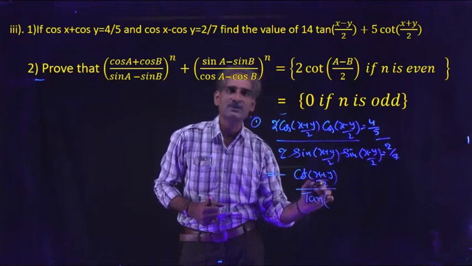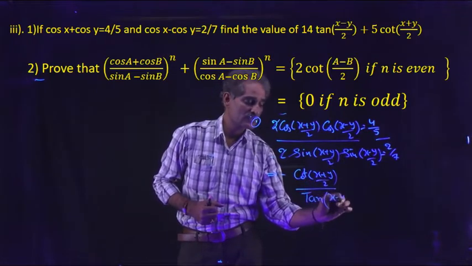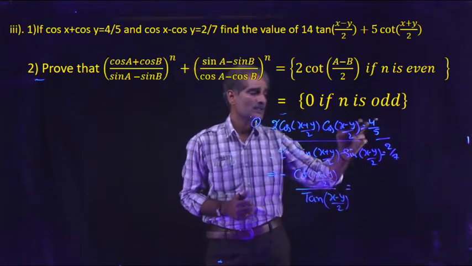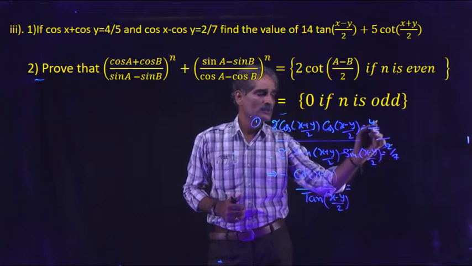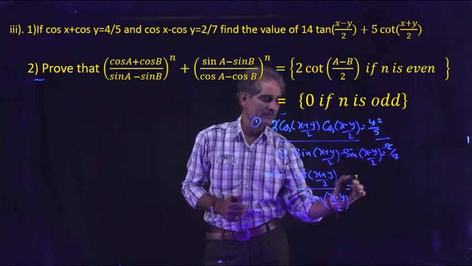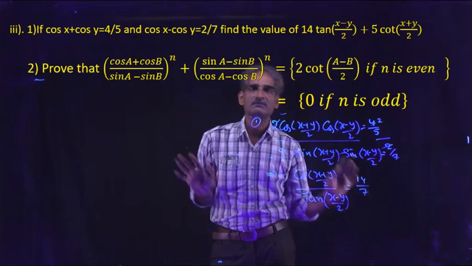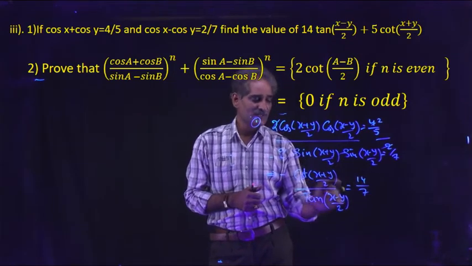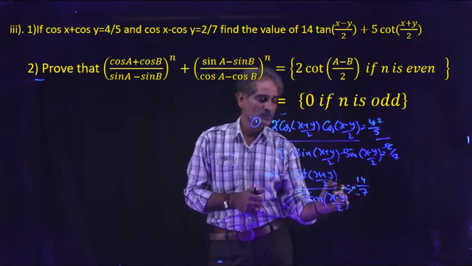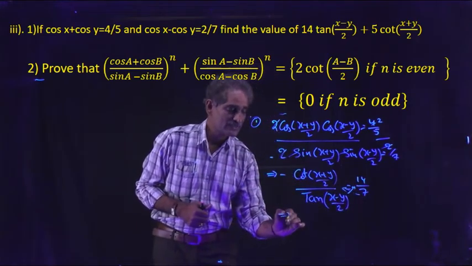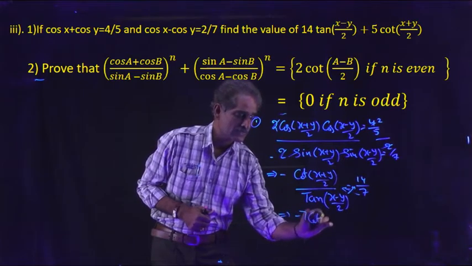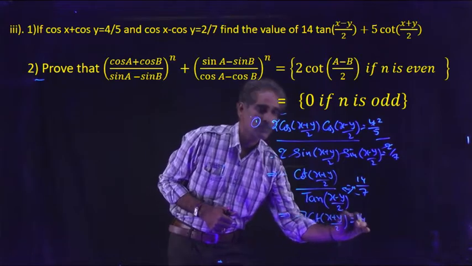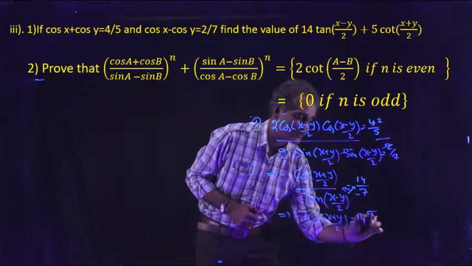This is the important step. The ratio equals (4/5) by (2/7), which is 14/5. That's it, we get the answer. Cross multiplying these two, this implies -7 cot((x+y)/2) = 14 tan((x-y)/2).